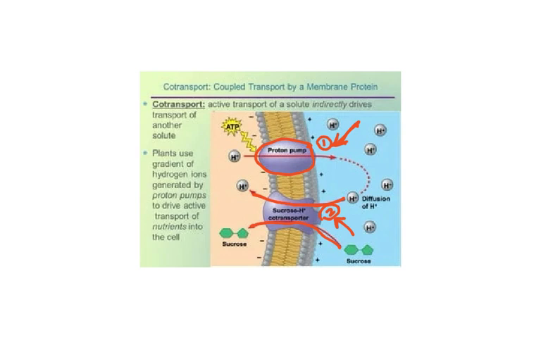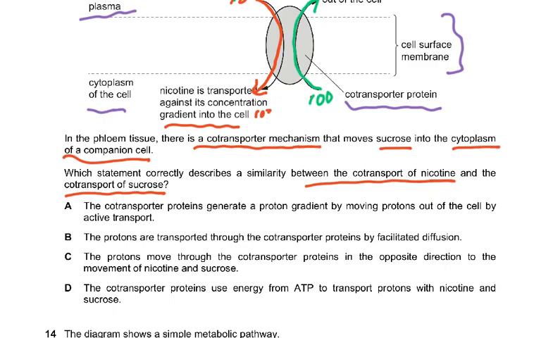Now let's go back to the question. When you read this, you realize why A is wrong. The co-transporter proteins generate a proton gradient by moving protons out of the cell by active transport. No, it's not the co-transporter protein which pumps the hydrogen out. It's another transporter protein, just a normal one, which pumps hydrogens out. So it's not the co-transporter protein. Now B is correct. The protons are transported through the co-transporter protein by facilitated diffusion.